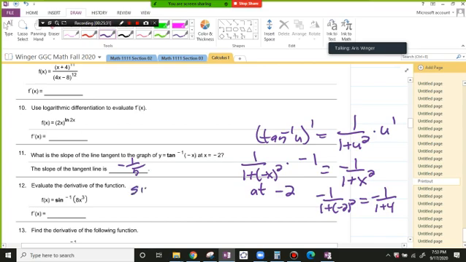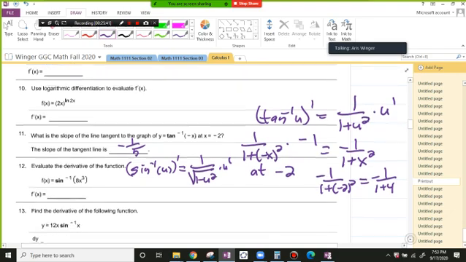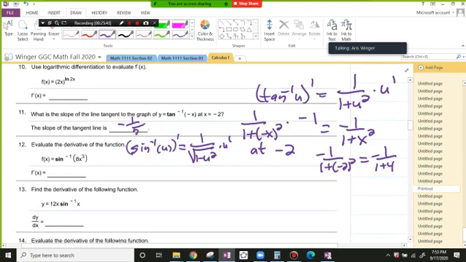The derivative of the inverse sine of u is 1 over the square root of 1 minus u squared times u prime. U in this case is 8x to the third. So it's 1 over the square root of 1 minus 8x to the third squared times the derivative of 8x to the third, which is 24x squared.